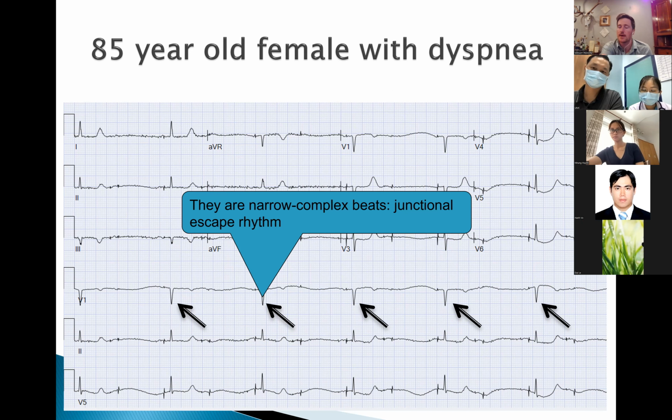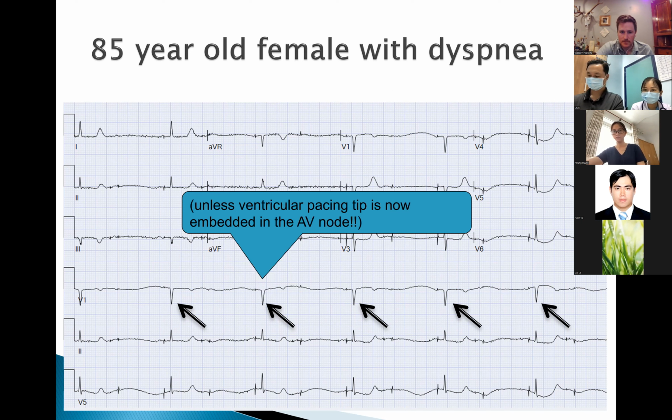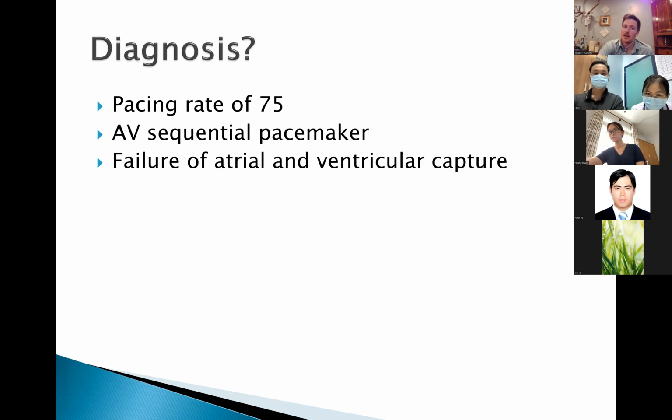If you look at both the pacer spikes, then it's obviously an AV pacer. So if it's an AV pacer and we see a narrow QRS, then they're not conducting because we should see a wide QRS. So this would be a junctional escape rhythm. And then I guess the question is whether the ventricular pacing tip is now embedded in the AV node, which it could be. But so it's an AV sequential pacemaker and then failure of atrial and ventricular capture.